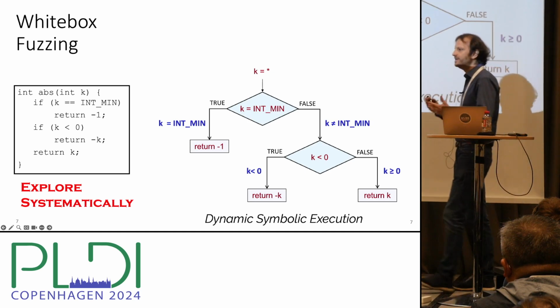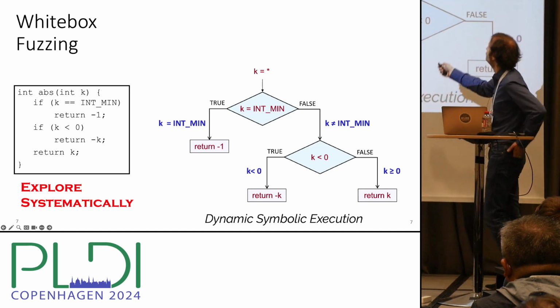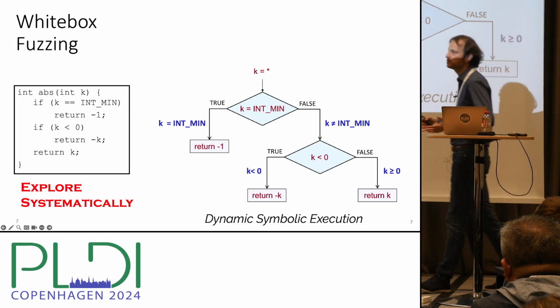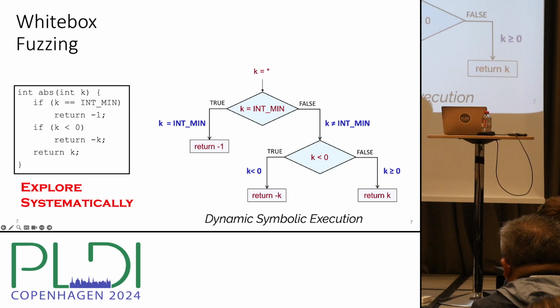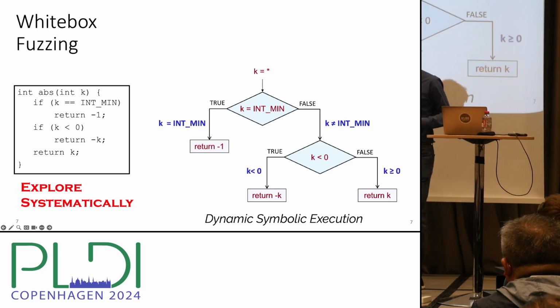So now, at the end of each of these path traversals, I can take the set of constraints that I collected. For instance, here I have k is not in mean and k is less than 0. I can ask the constraint solver for a value. Let's say it gives me k equals -5, and now I have an input which is guaranteed to follow the same control flow path that was followed during symbolic execution.